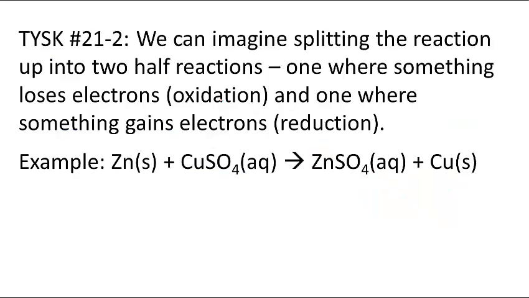Now, we can imagine splitting the reactions up into two half reactions. And this is where electricity is going to come from. Two half reactions, one where something loses electrons and one where something gains electrons. So this reaction we're going to keep coming back to. Zinc is 0. Copper is plus 2. Sulfate, the whole thing, is minus 2. Zinc goes to plus 2. And copper goes to 0.